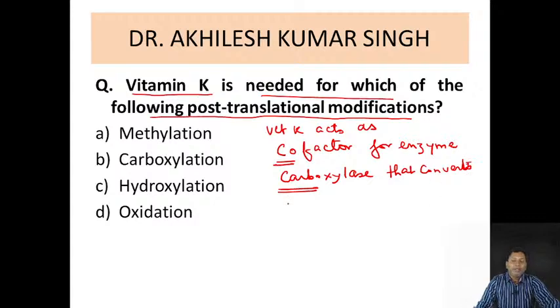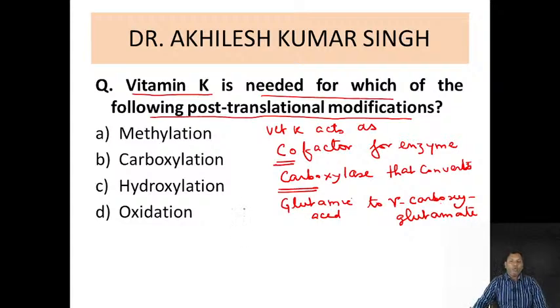This carboxylase will convert glutamic acid to gamma carboxyglutamate. So vitamin K acts as a cofactor for carboxylase, converting glutamic acid to gamma carboxyglutamate. So what is the answer here? It will act as the cofactor for carboxylase. So the answer is carboxylation, right? The answer is B here, carboxylation.